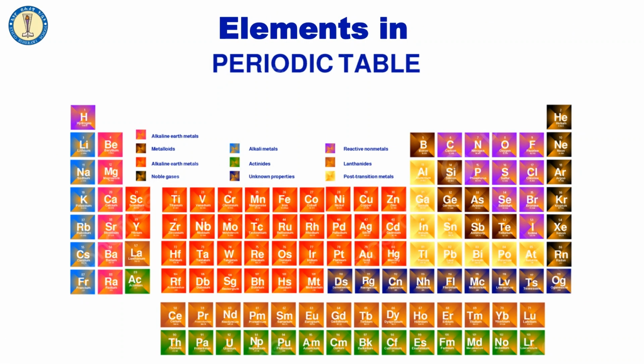Elements in the periodic table. There are 118 elements in the periodic table, and 92 of them are natural, while 26 of them are man-made.